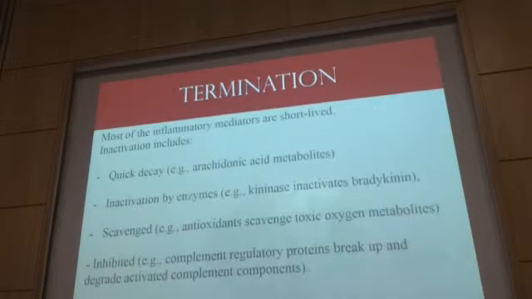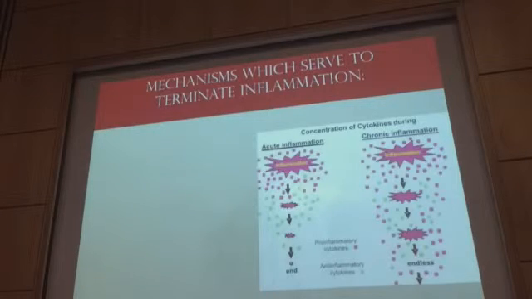Some of the mediators just decay, such as arachidonic acid metabolites. Some of them are actively inactivated by enzymes, such as bradykinin, which I mentioned after a few minutes is actively degraded by another enzyme. Some are scavenged, so macrophages can scavenge reactive oxygen species in the tissue. Some are actively inhibited. And this normally causes this.